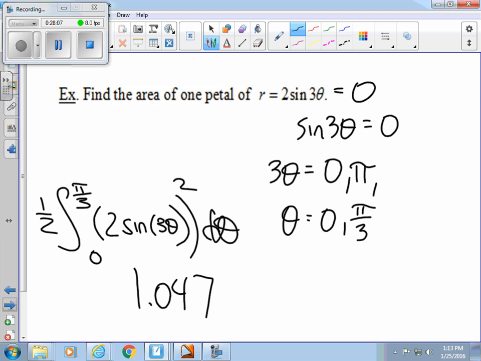Okay, any questions about the setup on one petal of that? Worksheet talks about size. Yes, you're right. Okay, that's the first. I'll get you one.